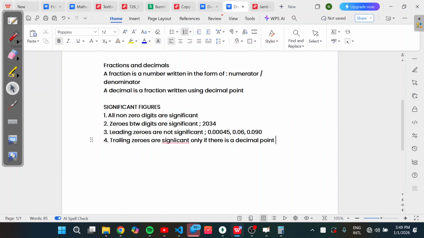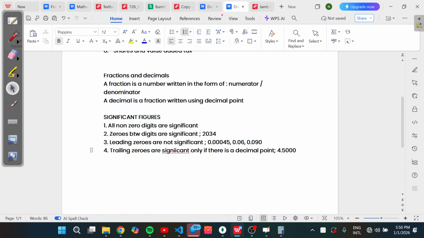So we can now move on to trailing zeros as significant if there is a decimal point. Let's take a look at this one, for example, 4.5000. Now there's a point here. This is a decimal point. So which numbers are going to be considered significant? All of them, because there's a decimal point here. So all these other zeros are considered to be significant. Let's also look at 10.0. All of them are also considered to be significant.